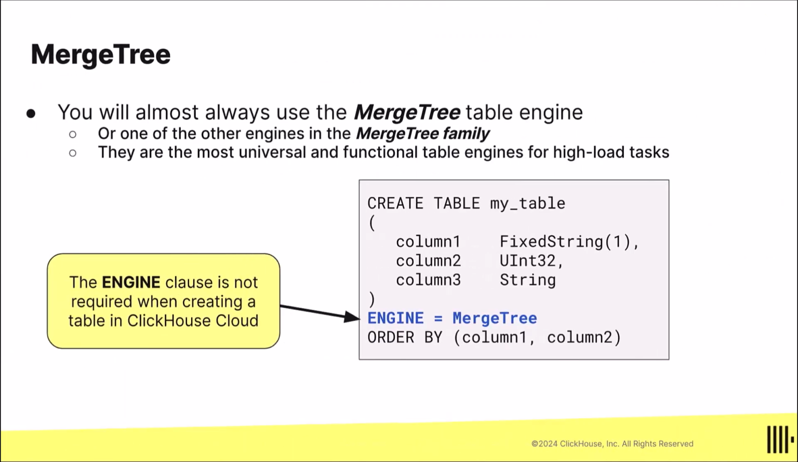I have a very simple table here. It's called my_table. I have 3 columns, which I very boringly named column 1, column 2, and column 3. And I picked simple types. The first column is just going to be a character. The second column is going to be a 32-bit unsigned integer. And the third column is going to be a string. Notice you put ENGINE equals MergeTree. That's this particular table. And I decided to order by column 1 and column 2.